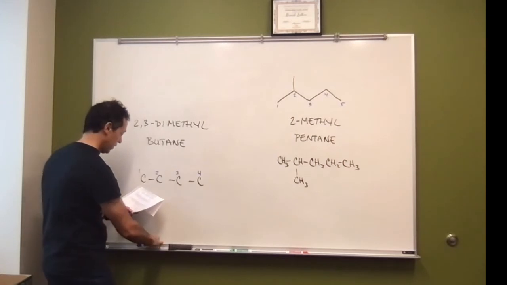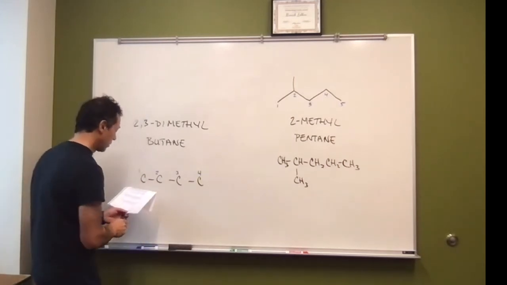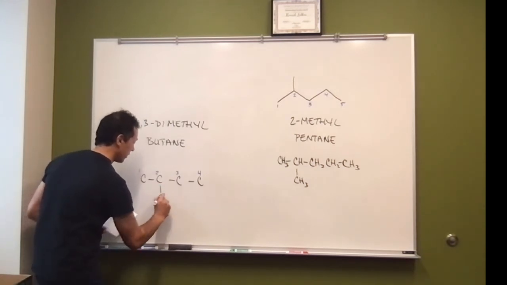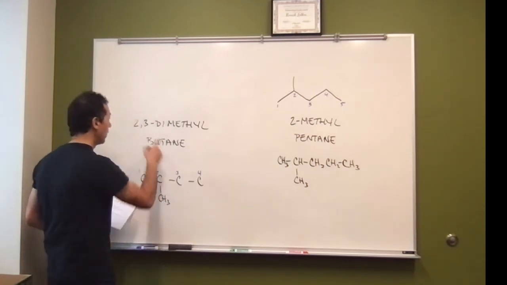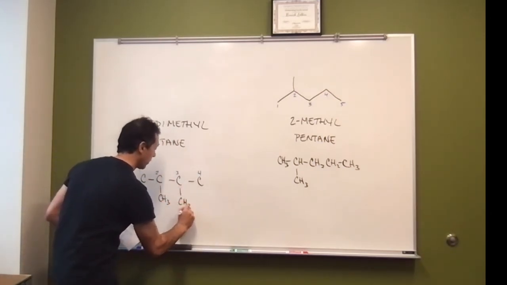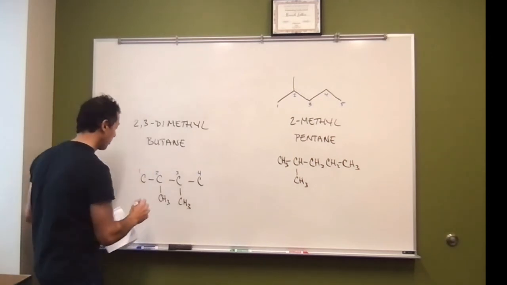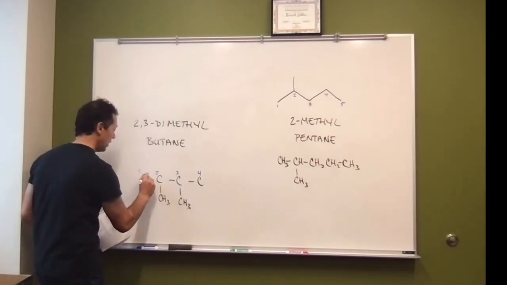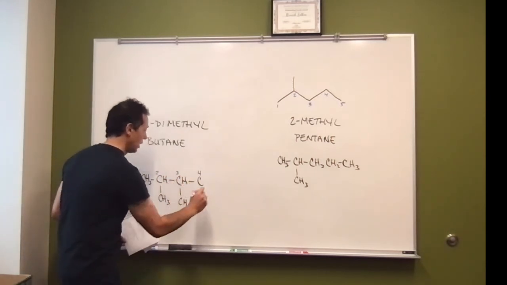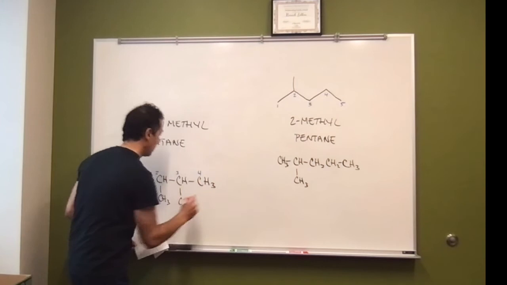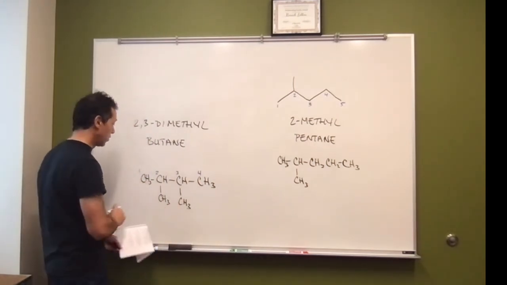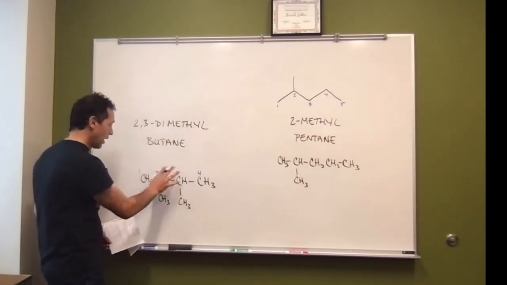And it is 2, 3. So I will go like this. I'm going to put a methyl group here. And 3 is going to put another one here. And then I can fill in the rest of those carbon atoms. So this would be CH3, CH, CH, and then CH3. Because remember, each carbon atom wants to have 4 things attached to it, or have 4 bonds.